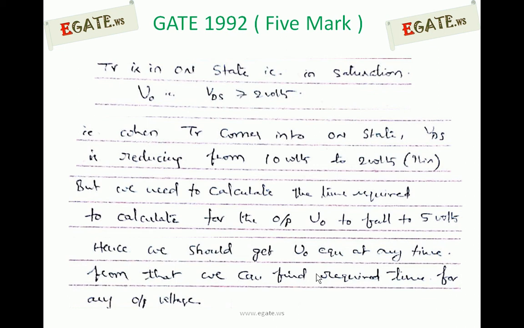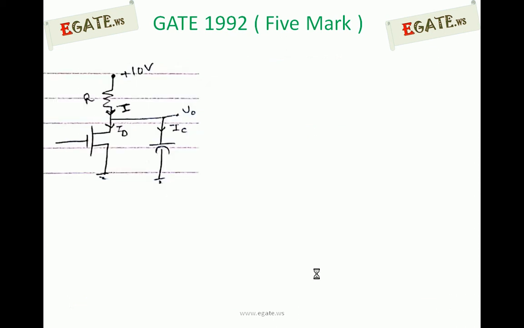How to get that equation we will see now. Look at this diagram. This is the given diagram. Whenever the transistor is in on condition, at that time the current flowing through this one is nothing but the drain current. The drain current is indicated as ID, the current coming from the 10 volts battery is I, and the current flowing through this capacitor is IC. So I is equal to ID plus IC.